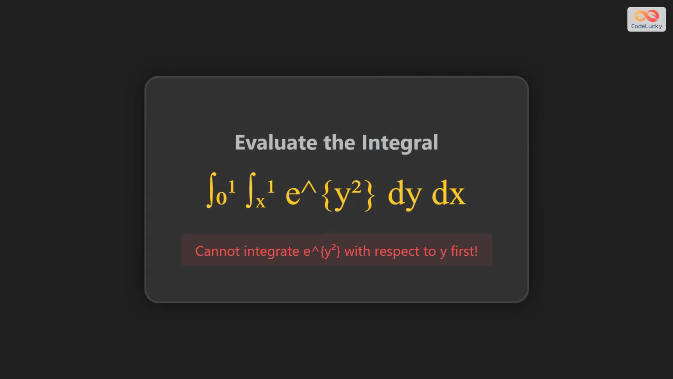Let's look at a classic example. We need to evaluate the integral from 0 to 1 and from x to 1 of e to the power of y squared dy dx. Notice that we cannot start with the inner integral because e to the y squared does not have a simple antiderivative.